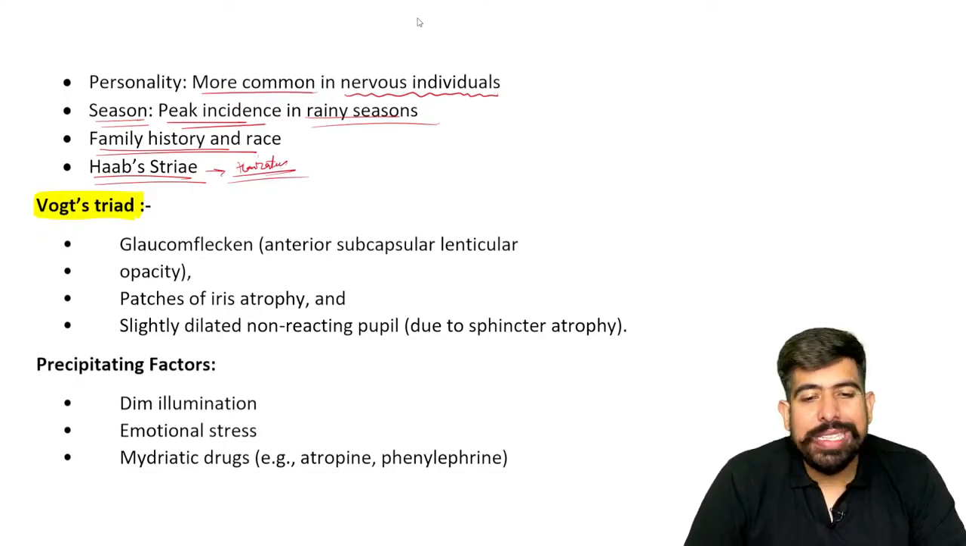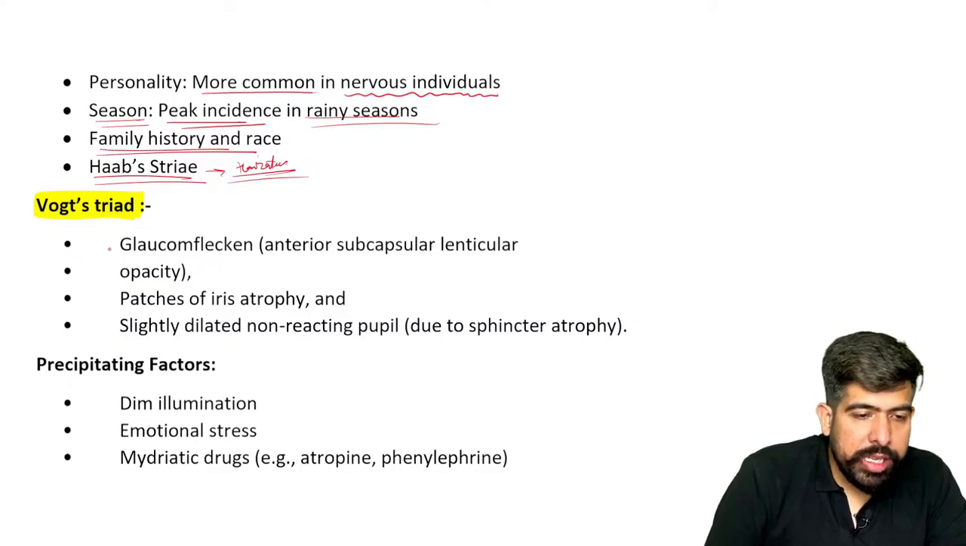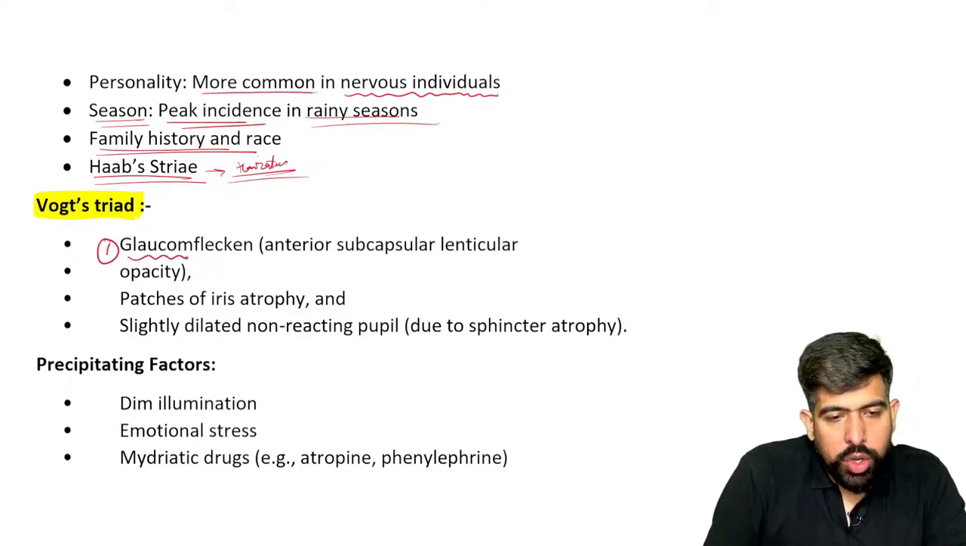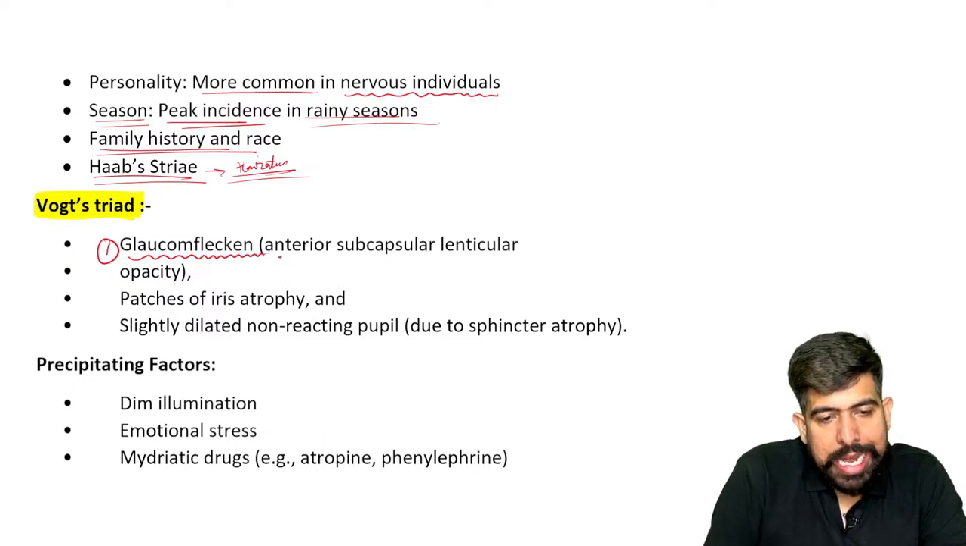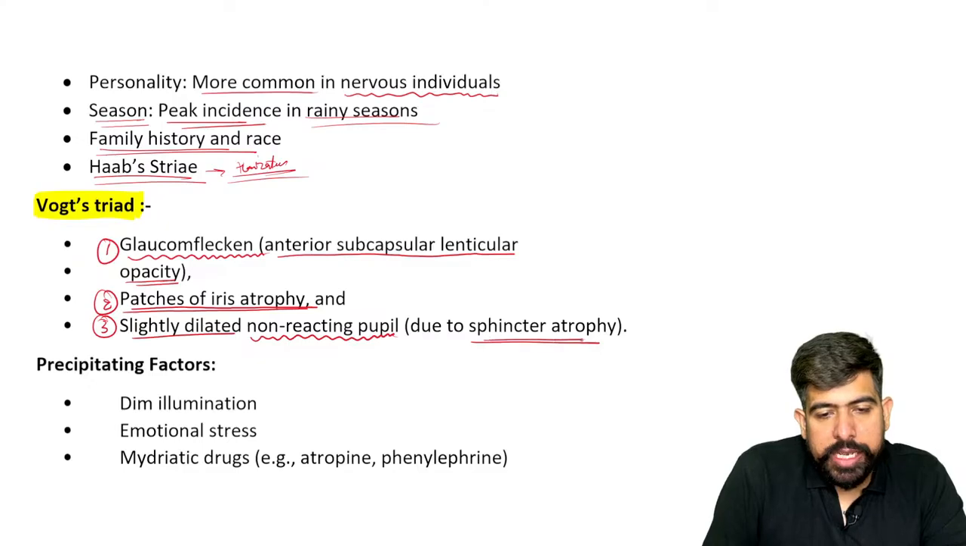And if I'm talking about Vogt striae, they will be seen in keratoconus. Keratoconus. Done. Now, moving forward, what will be the triad? The three things. The first one is glaukomflecken, which means the anterior subcapsular lenticular opacities. The second one is the patches of iris atrophy, and the third one is the slightly dilated, or we can say non-reacting pupil due to the sphincter atrophy.